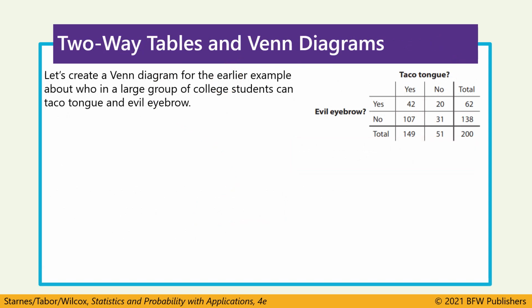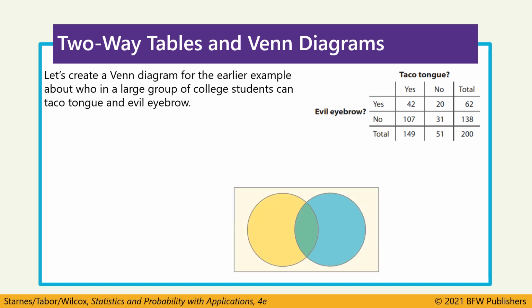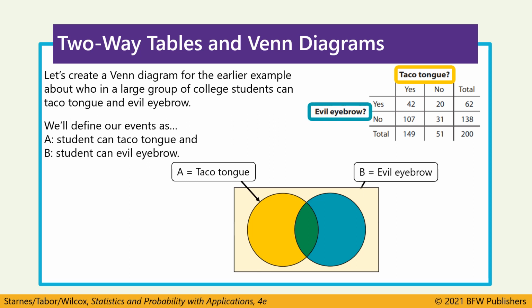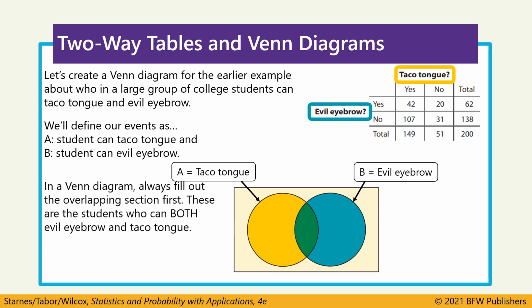So we did this problem as a two-way table, but a lot of times we'll use a Venn diagram instead. So let's create a Venn diagram, which has our two overlapping circles, and we'll start by defining our events. So we have that yellow circle, which is taco tongue. The blue greenish circle is the evil eyebrow. And we always put in the overlapping section first. So we want to put in this green section here, with the part of the table that can do both. All right, after that, we can just fill in the remainder.